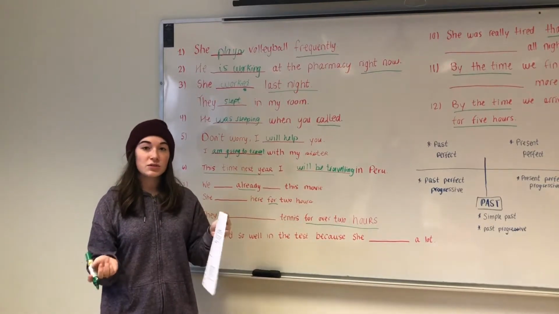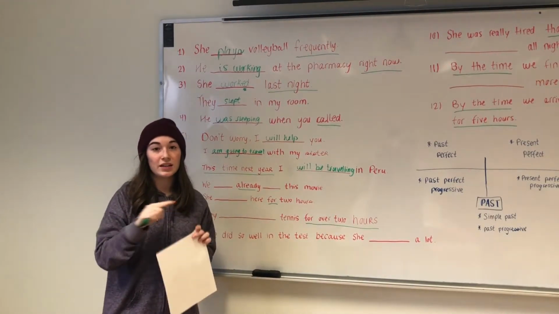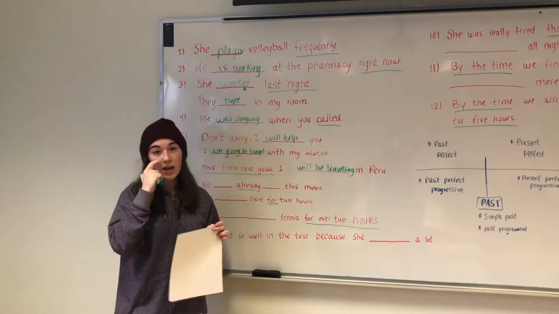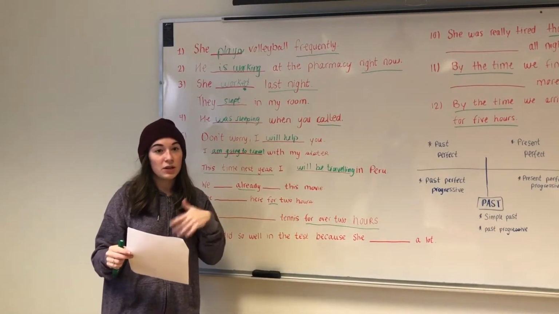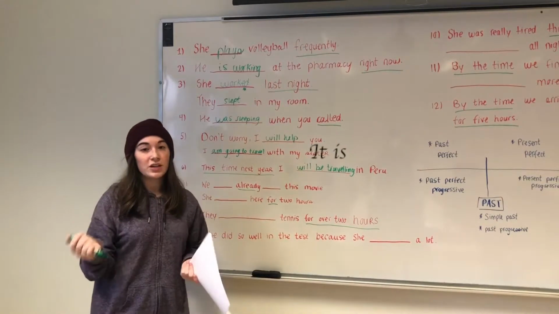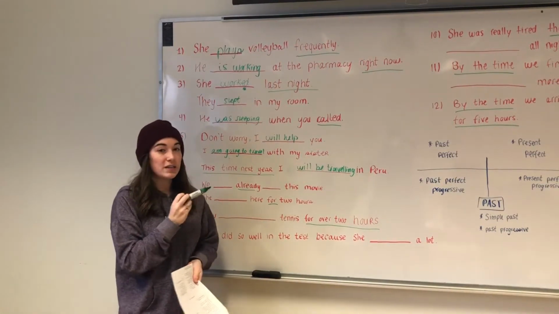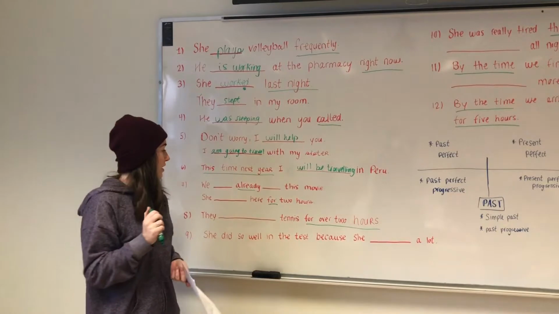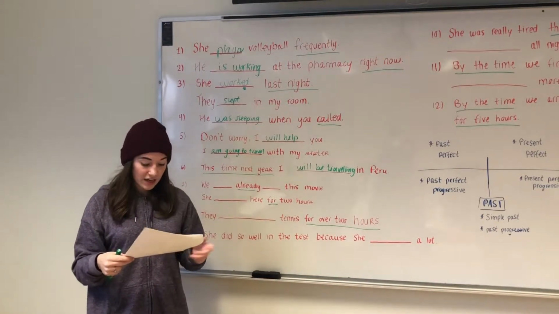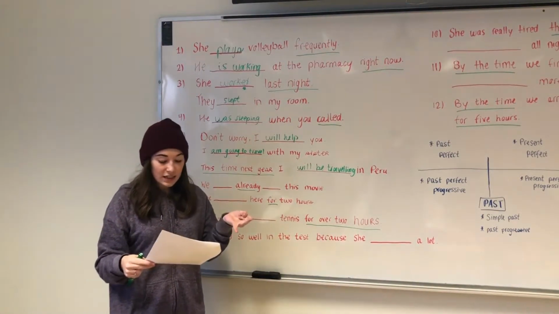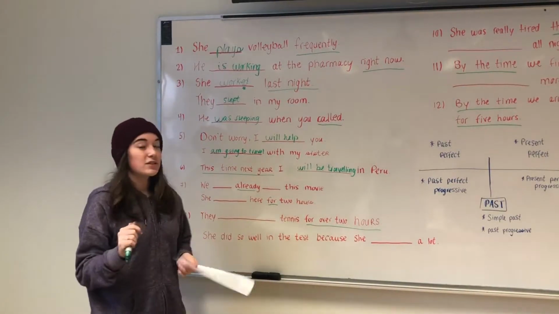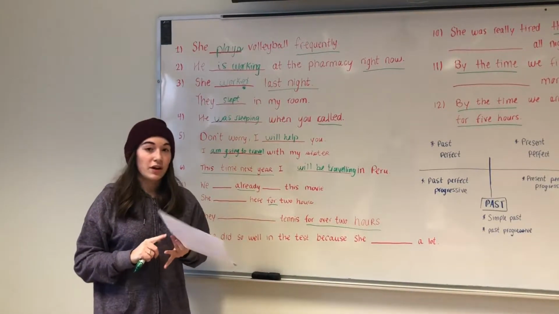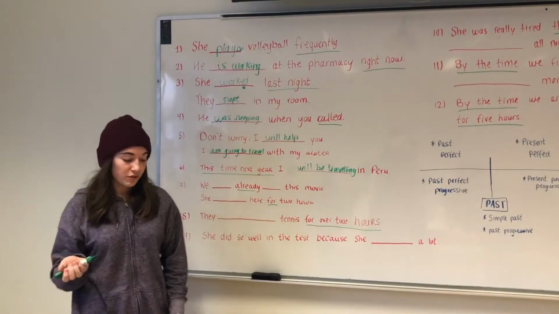We use it for a situation that started in the past and has a link in the present, or for an action that happened recently and may occur again, or for an action that takes place in the past at an unspecific time. We can recognize it with keywords such as since, recently, already. In an affirmative sentence, the form is the subject plus have or has plus the past participle of the verb.